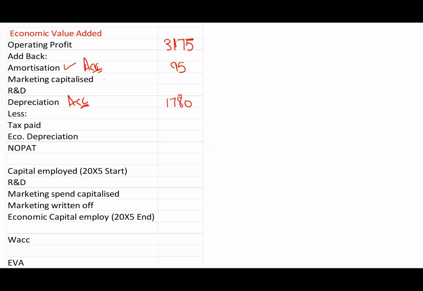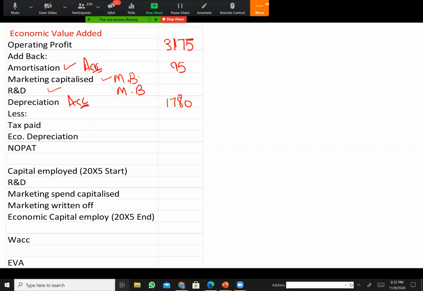Now marketing capitalized should be added back, marketing expense and research and development. Why is that? The concept is market building item. EVA says that these are your market building items because all these expenses will create an image for an organization, will create the brand image, and will help the shareholder value creation. So add them back.